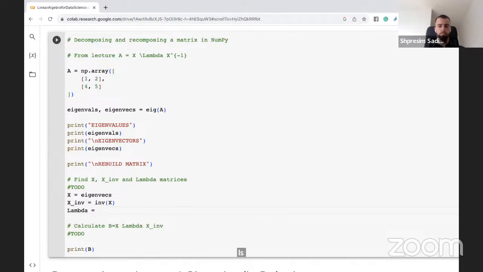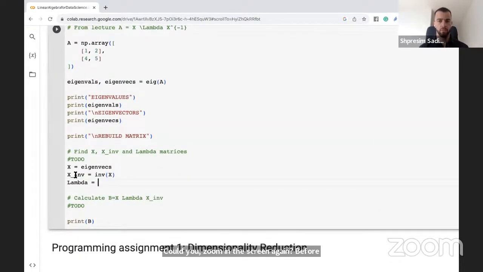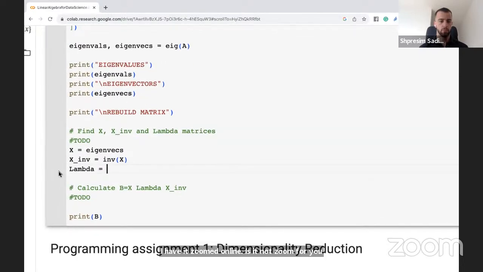Could you zoom in the screen again as before? I have it zoomed on my computer. Is it not zoomed for you? Okay, perfect. Thank you.